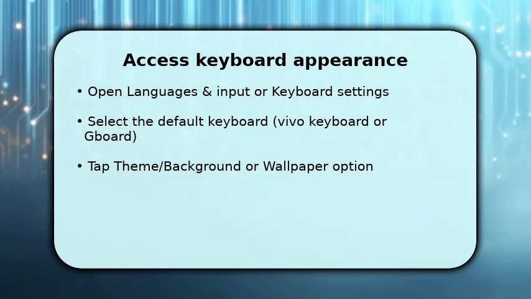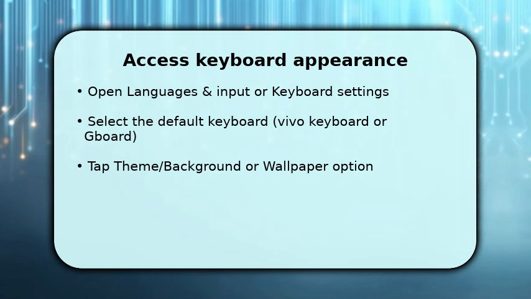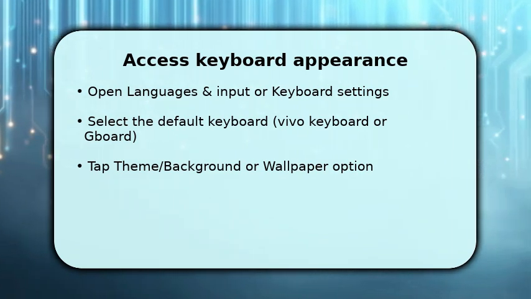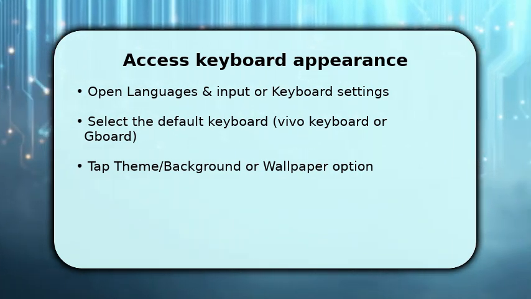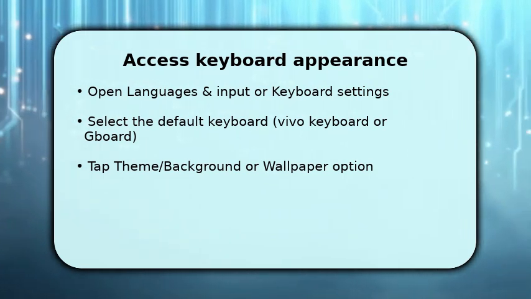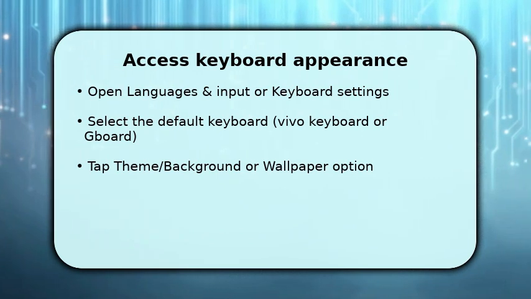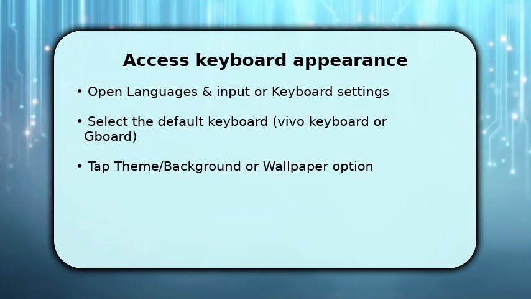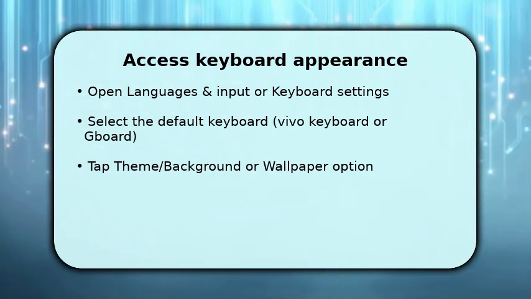Select the keyboard you use as default, Vivo Keyboard or a third-party app like Gboard, because each app stores wallpapers differently. Once selected, tap Theme, Background, or Wallpaper. Some versions label it Theme and then Background inside. You should see built-in themes and an option to choose a custom image.